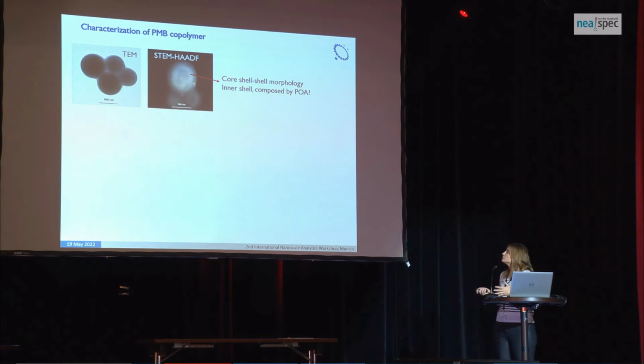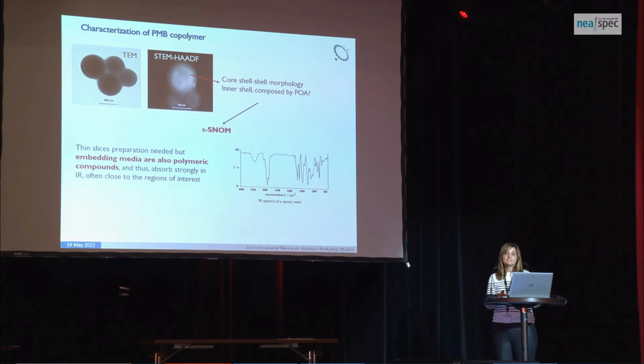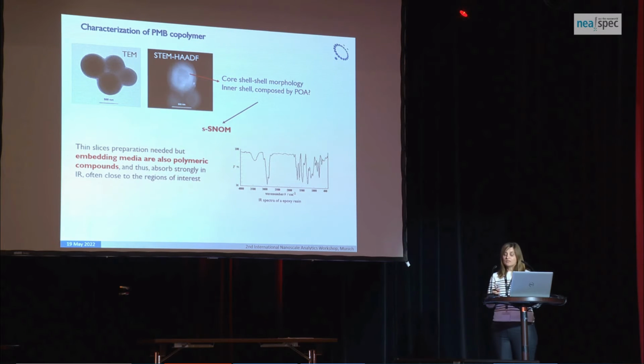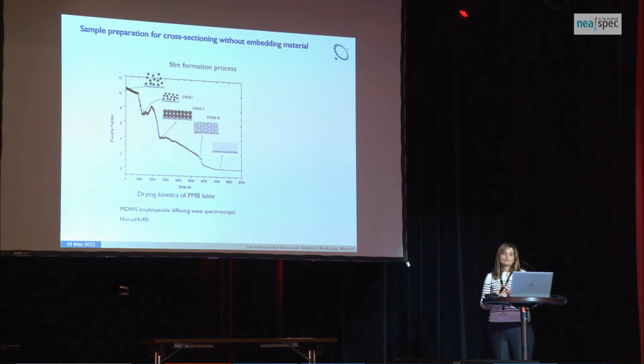So we use SNOM. But for the SNOM, again, we need to cut to assess the interior of the particle. And in this case, it's a bit more challenging because the embedding resins and also other polymer materials absorb normally in the region of interest we want to analyze. So we need a method for preparation of thin slices without a chemically embedding material. To do so, we take advantage of what we call the film formation process of these materials.